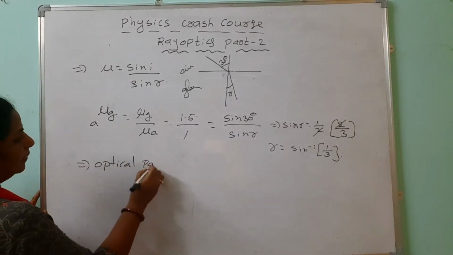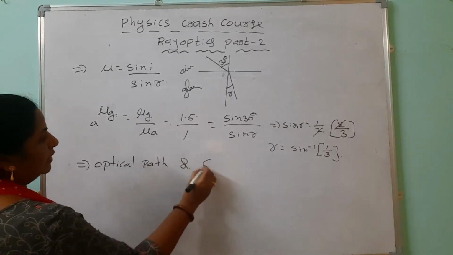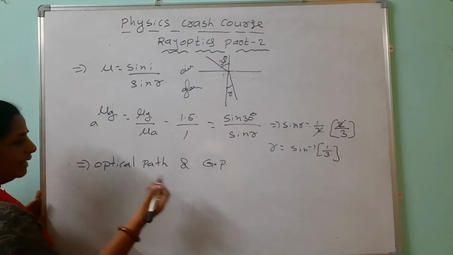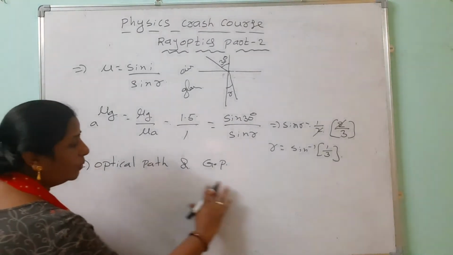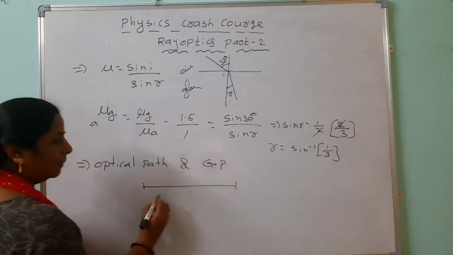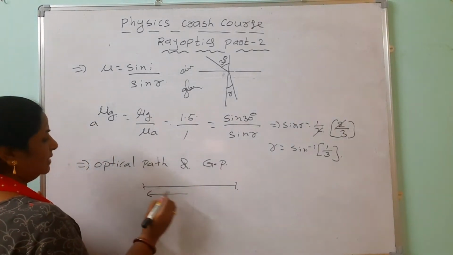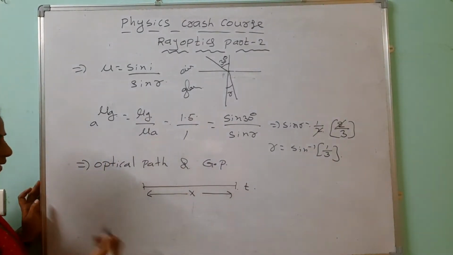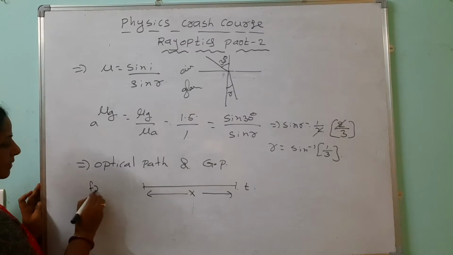Optical path and geometric path. There are two paths here. We are taking the same time. See, if there is no medium, light travels like this. This is the optical path. We take this value as x, and the time it takes is t. This is the free space.